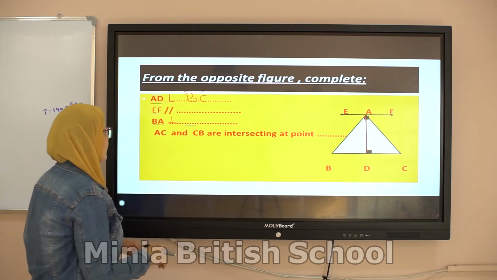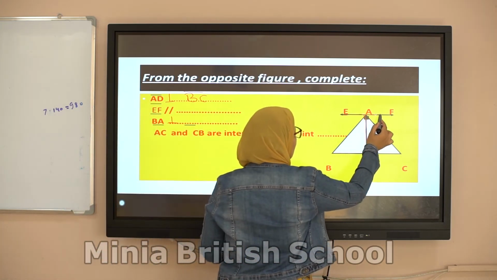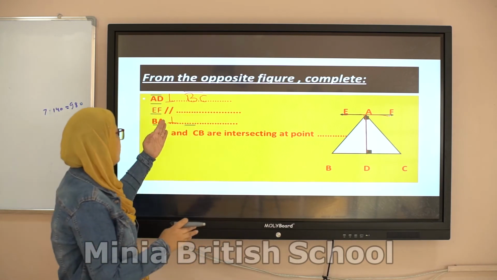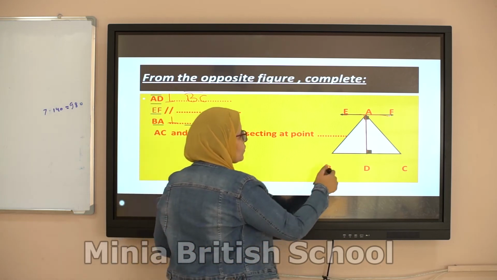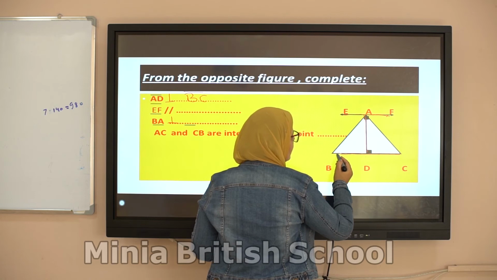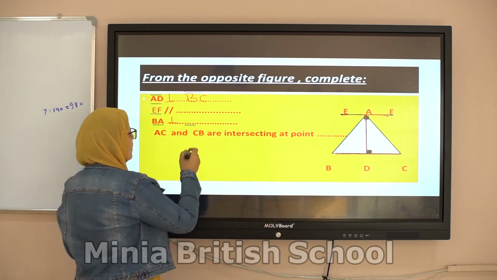Let's see the next one. EF. Where is EF? This one. EF is parallel. Parallel with what? Parallel means will never meet. Parallel with what? Actually this. Parallel with this. So again, parallel with what? Parallel with BC.